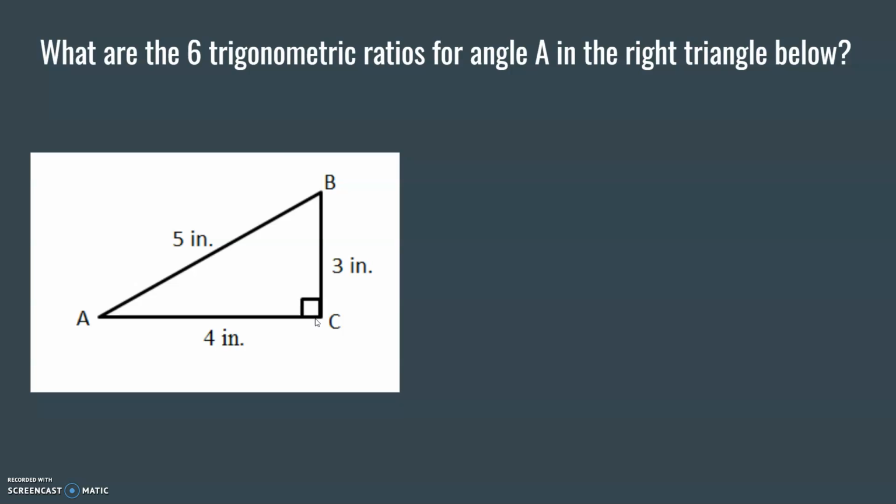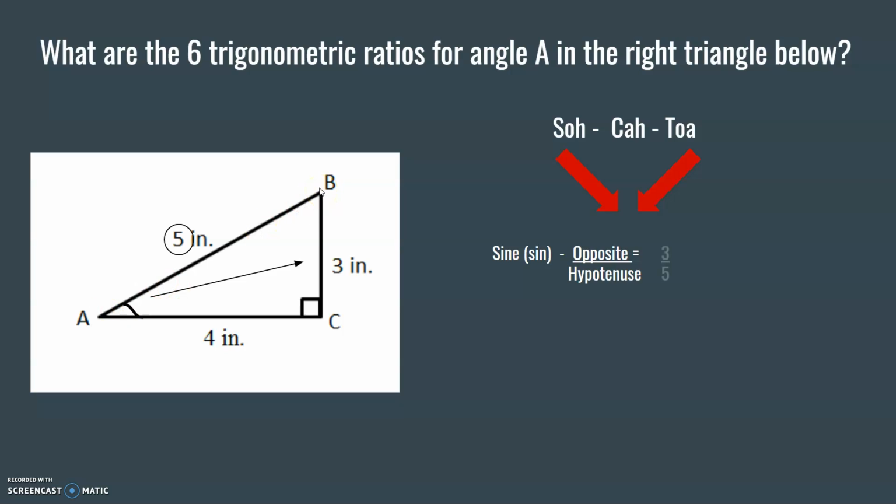So, lots of people use the word SOHCAHTOA to memorize the first three basic trig ratios. We'll be using angle A, as it says in the question today, as a reference. SOH stands for sine, which is equal to opposite over hypotenuse. So looking at angle A, the opposite is equal to 3, and the hypotenuse is 5. So the answer is sine is equal to 3 over 5.